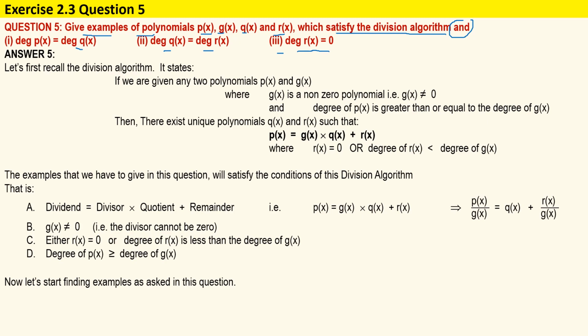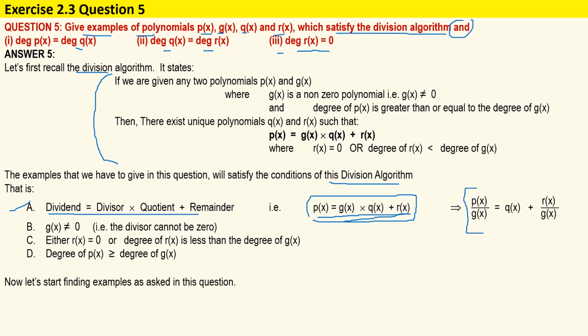We have already covered in detail the division algorithm and we are just stating it here once again. And we are also repeating the conditions which relate to the division algorithm: dividend is equal to divisor times quotient plus remainder, that is p(x) is equal to g(x) times q(x) plus r(x), and if we divide both sides of this equation by g(x), we get another expression which says p(x) by g(x) is equal to q(x) plus r(x) by g(x).